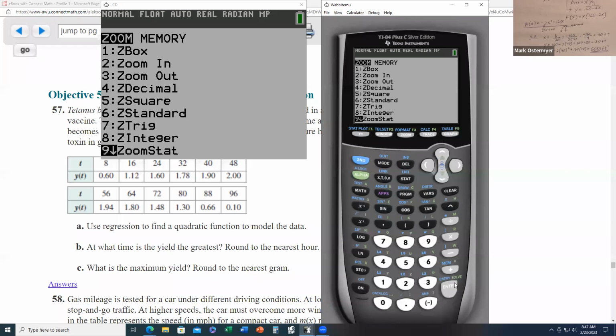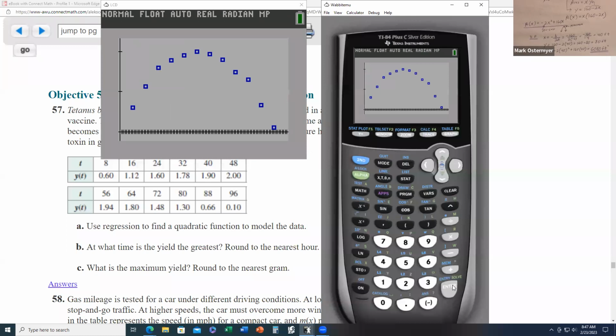So hit enter, select the zoom stat function. And ladies and gentlemen, there's your scatter plot, where the horizontal axis is the time axis and the vertical axis is the yield of this toxin in grams. You can see that the amount of toxin tends to max out and then basically tends to drop off as time progresses. I am going to fit this data with a parabola opening downwards.